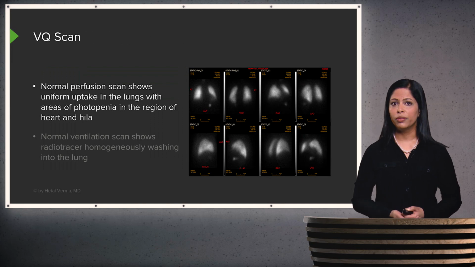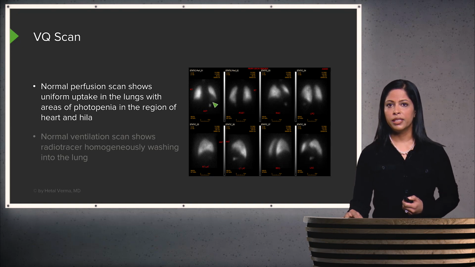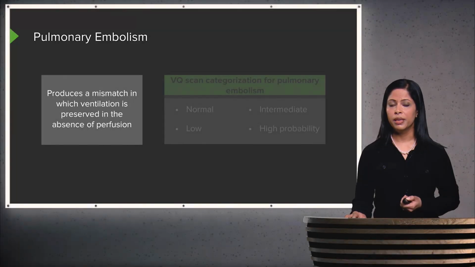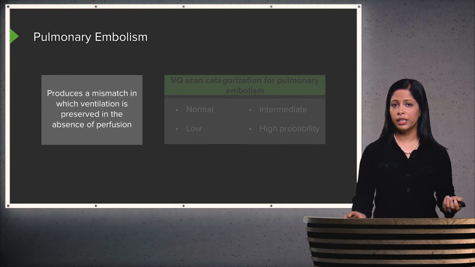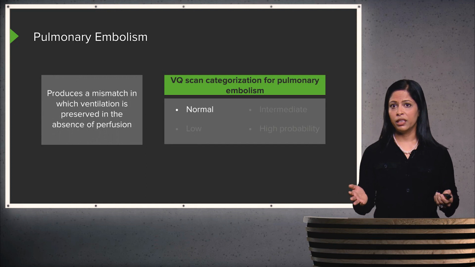This is an example of a normal VQ scan. So there's normal perfusion, which is uniformly taken up within the lungs, and you can see normal areas of photopenia in the region of the heart and the hilum, which is right here centrally. The normal ventilation scan shows homogeneous radiotracer washing into the lungs. So you really shouldn't have any defects of perfusion. The entire lung should essentially be outlined except for the part that's surrounding the heart. If there's a pulmonary embolism, that produces a mismatch in which there's preserved ventilation but a lack of perfusion to that area.